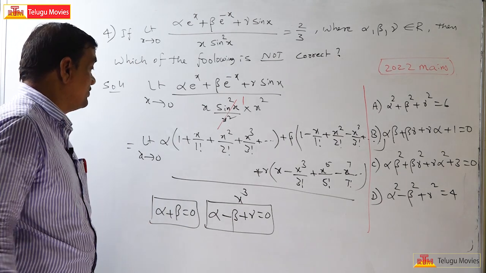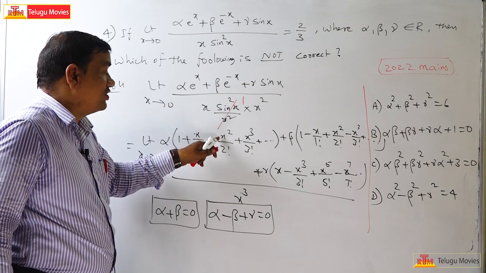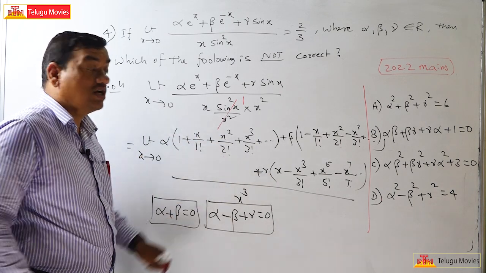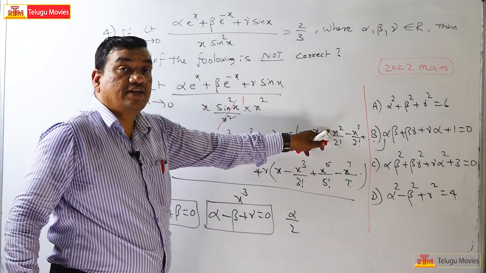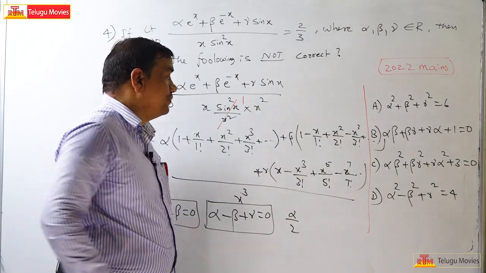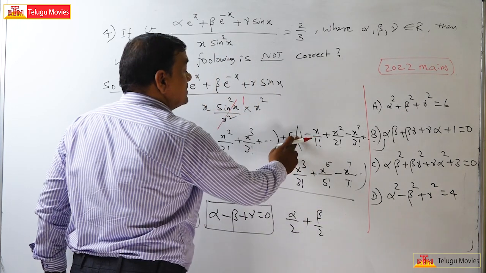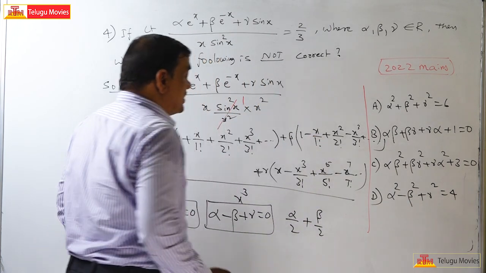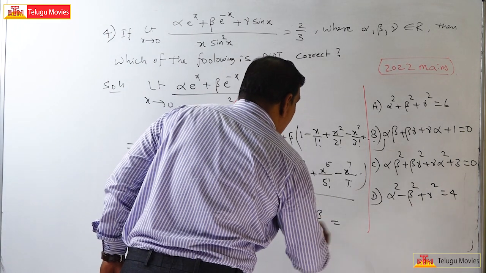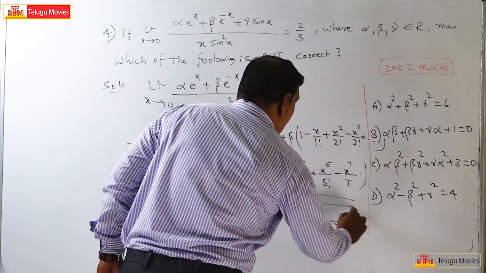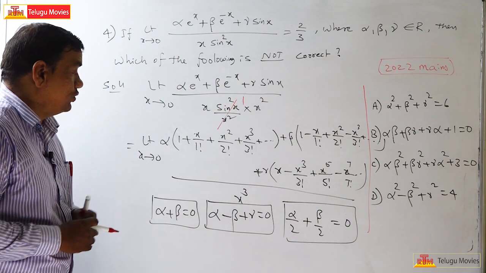Next, the x square coefficients. The x square coefficient means 1 by 2, of course alpha is also there, so alpha by 2. Here also x square is there, that means 1 by 2, plus beta by 2. So alpha by 2 plus beta by 2 is also equal to 0. Okay?